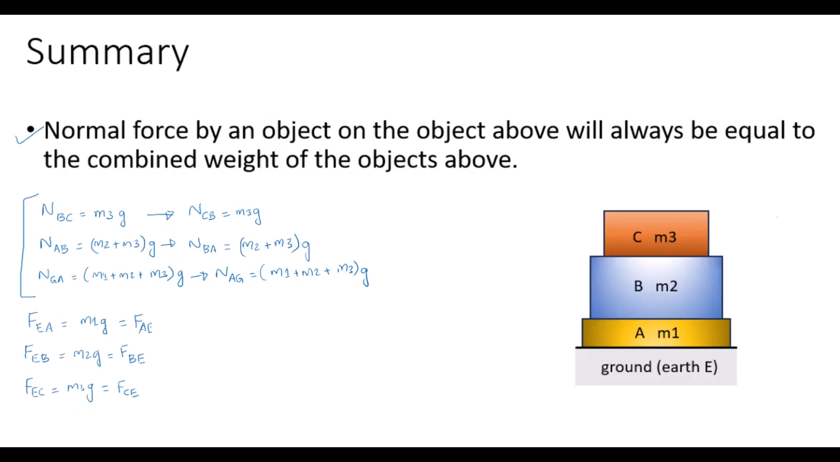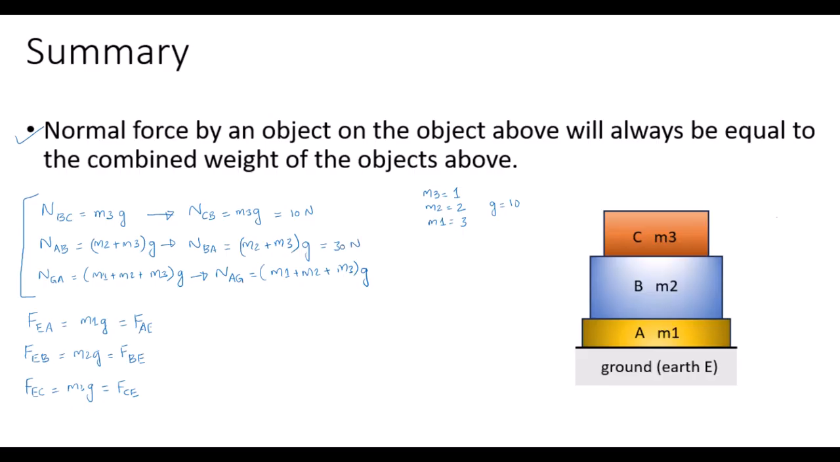So let's put some numbers to complete the numerical. Let's say we have M3 equals 1 kg. I will not be writing the units, just the number. And M2 is equal to 2 kg and M1 equals 3 kg. And let's also take G as equal to 10. So NBC equal to NCB equal to M3G, which should be 10 Newton. NAB equal to NBA should be M2 plus M3. So 1 plus 2, 3. 3 times 10 is 30 Newton.